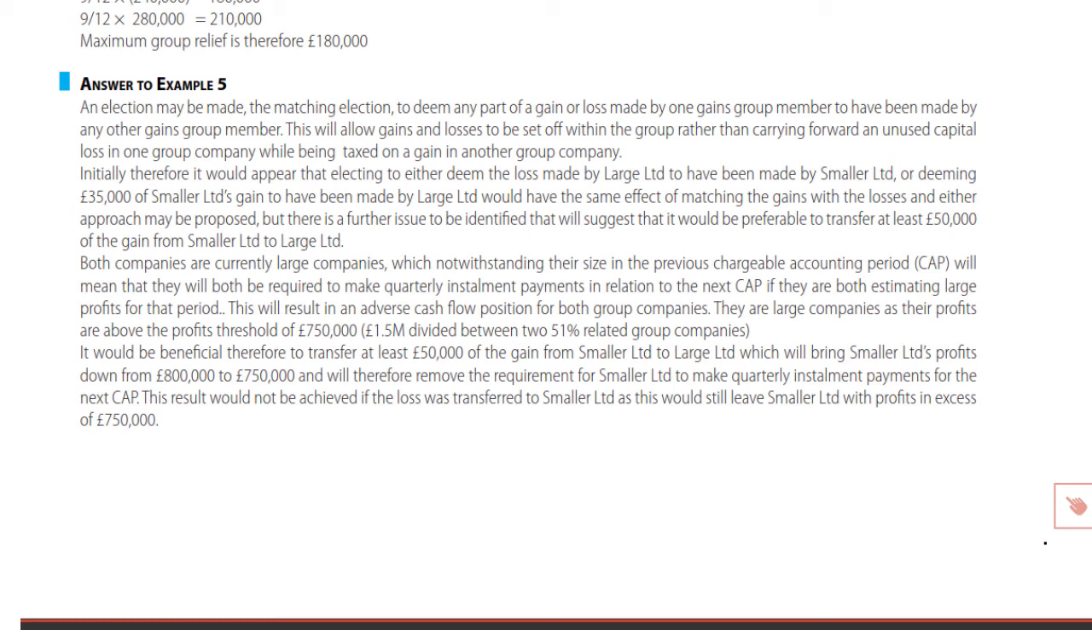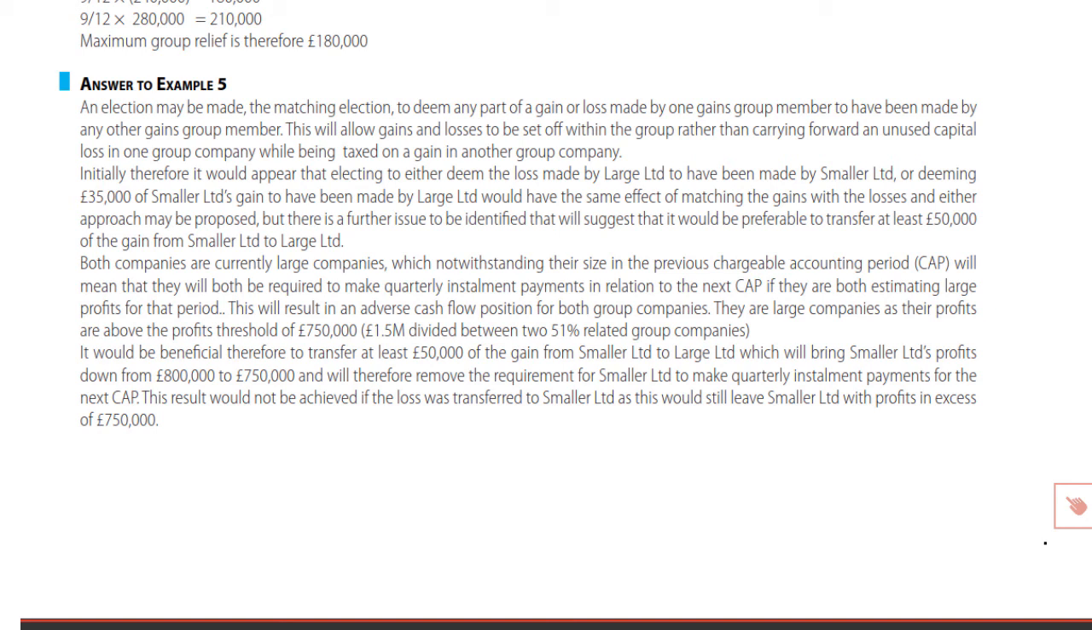Now, if we simply moved the loss to the gain, Smaller Limited's gain of 100 would be reduced by 35,000, leaving it with 65, thus reducing its TTP down from the current 800,000 to £765,000. That's a problem, because it would mean that it would remain a large company and therefore subject to quarterly instalment payments next period, if indeed not just this period as well, depending on were we large in the previous period. Again, if you've forgotten those rules of where the quarterly instalment payments arise, go back to the earlier chapter where we dealt with that.